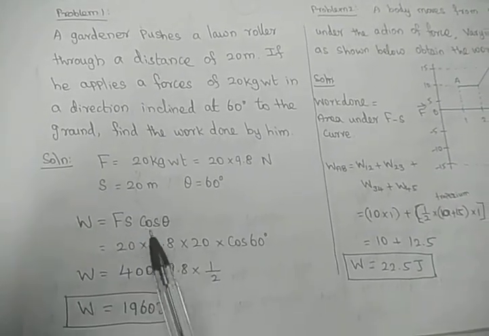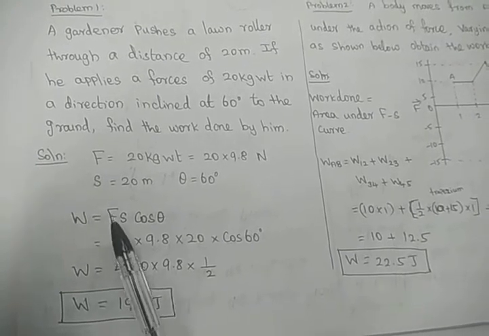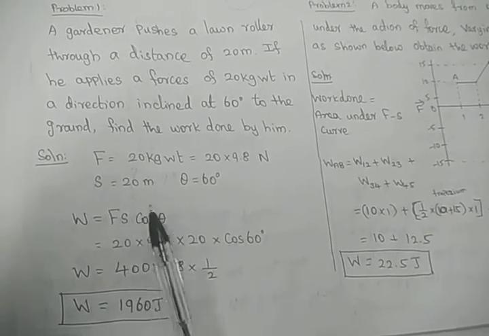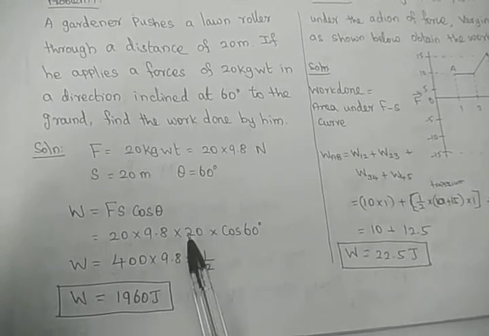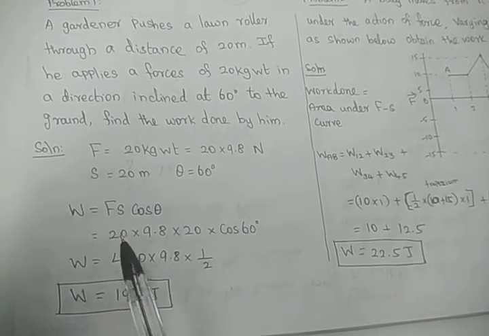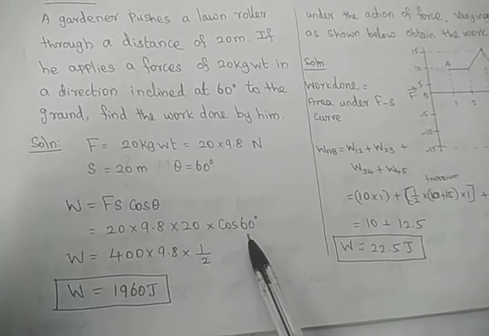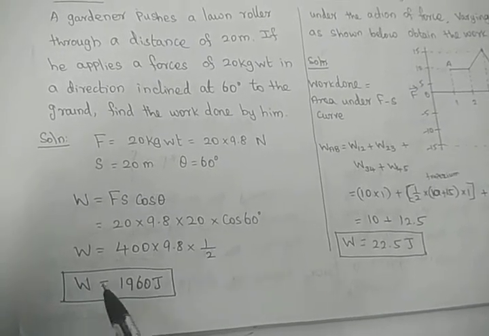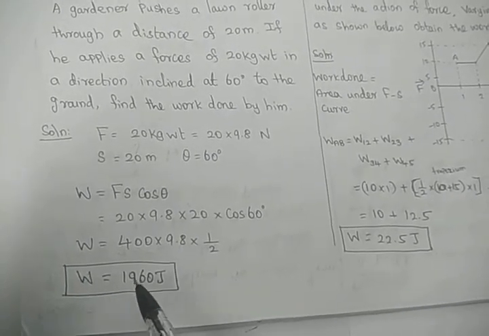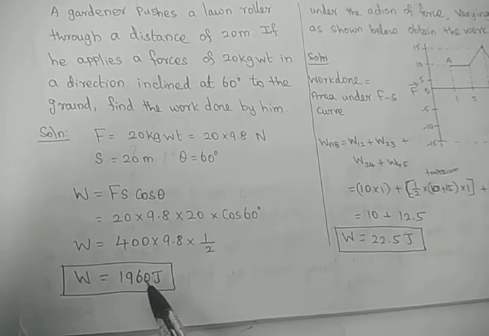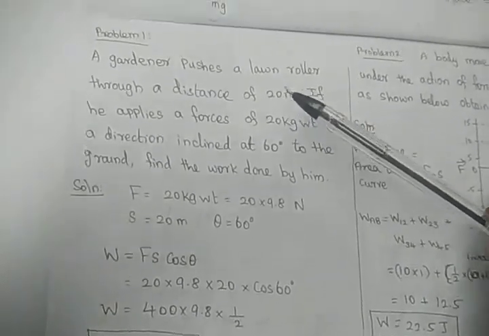So work is equal to force into displacement, that is F vector dot S vector. So F cos theta. Here theta is 60 degree. So F is equal to 20 into 9.8, S is 20 meter and theta is cos 60 degree. Cos 60 degree is 1 by 2. By solving this we get the answer. Work is equal to 1960 joule. So it is a direct question.